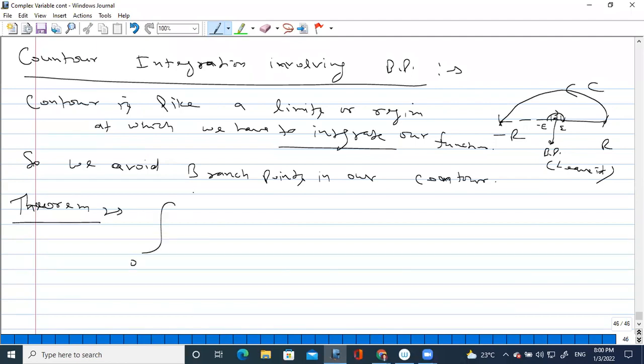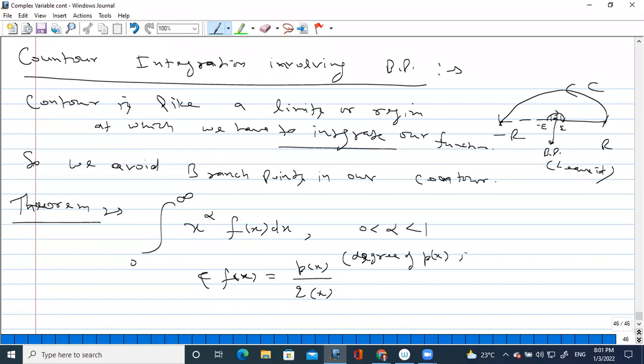What is that theorem? If you want to find the integral from 0 to infinity of x to the power alpha times f(x) dx, where alpha is between 0 and 1, and f(x) is a ratio of p(x) by q(x) type. If the degree of p(x) is n, and the degree of q(x) is m, then m should be greater than or equal to n plus 2. That should be the condition.